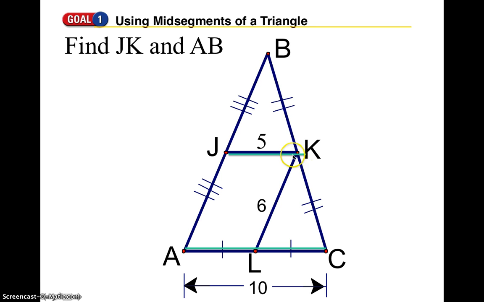Now let's find AB. AB, the side on the outside, we're going to have to find the piece that this is parallel to. So AB on the outside is parallel to LK on the inside. And since LK is 6, well then AB must be 12. So in conclusion, we have JK is 5 and LB and AB is 12.